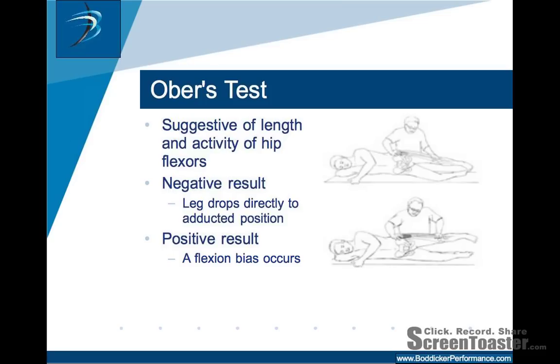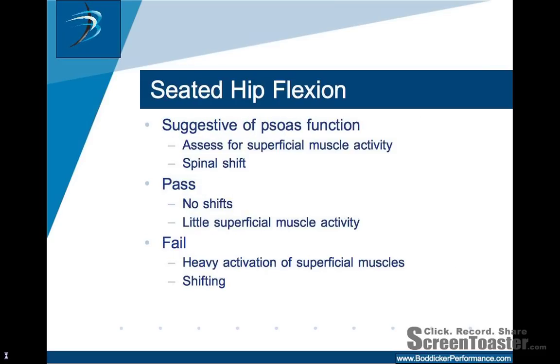Also, Ober's test, traditionally it's used to monitor length of the IT band, the TFL. What we use it for here in looking at psoas function or just hip flexor function in general is you take your patient back and you allow their leg to drop down and see if there's a hip flexion bias at all. So a positive test for shortness of the hip flexors obviously is that flexion bias. A negative result is the leg drops straight down into the adducted position.